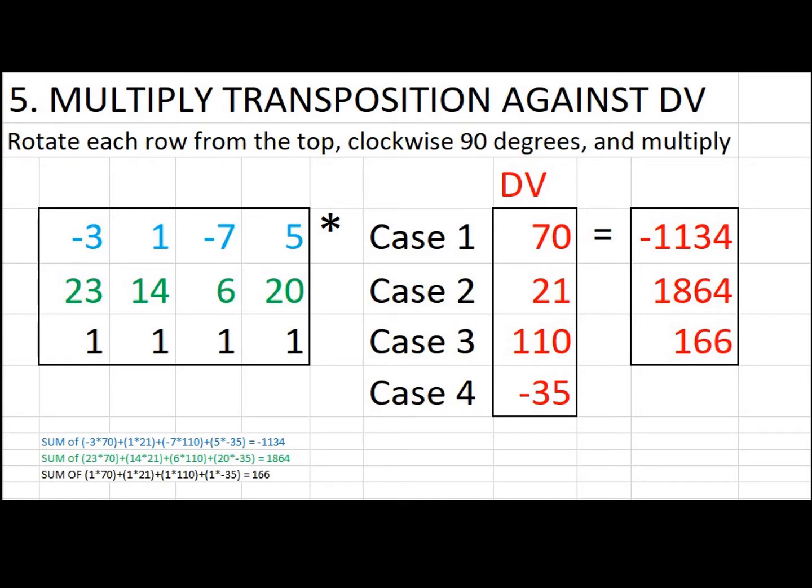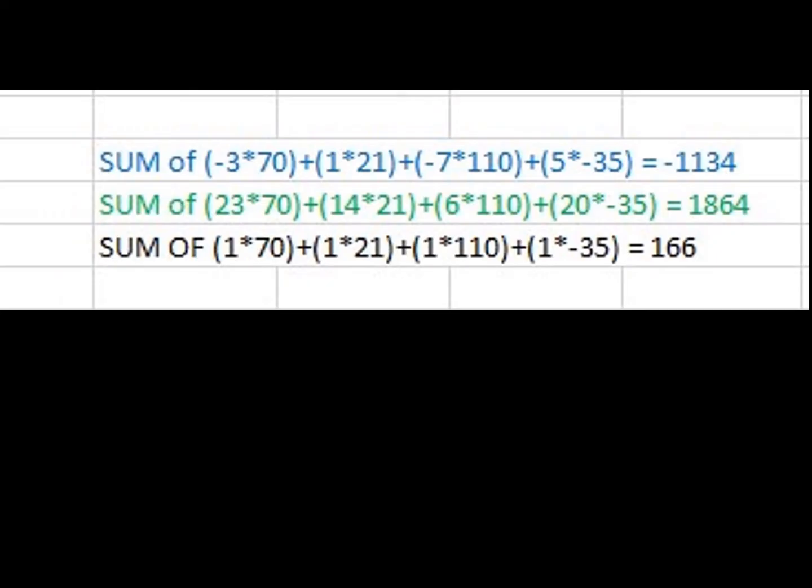The next step is to multiply the transposition against the dependent variable. Again, you rotate each row from the top clockwise 90 degrees and then you multiply. Here the calculation is much shorter because there's only one column of the dependent variable. And you can see the calculations that are done here in the bottom left corner. And it generates on the extreme right a 3-celled matrix. In case you were not able to see the precise calculations, here they are again.